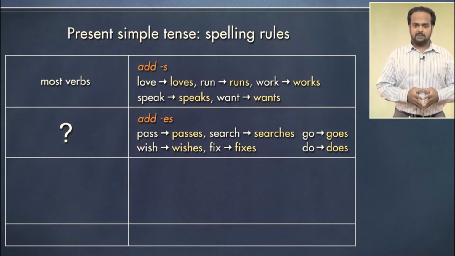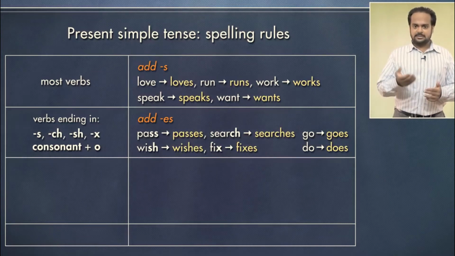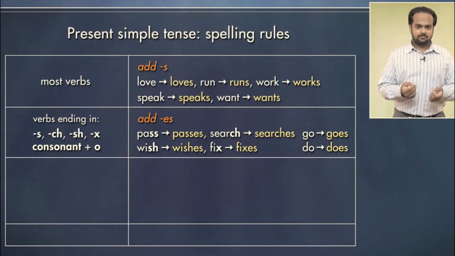If you want, stop the video, look at the verbs, think about it, then play the video again and check. Here's the rule. If a verb ends in s, sh, ch, or x, then we add es to the verb. If you think about it, these sounds are all related. S, sh, ch, x. They all sound similar, and it's easier to pronounce them if you add es. Passes, wishes, searches, fixes, and so on.